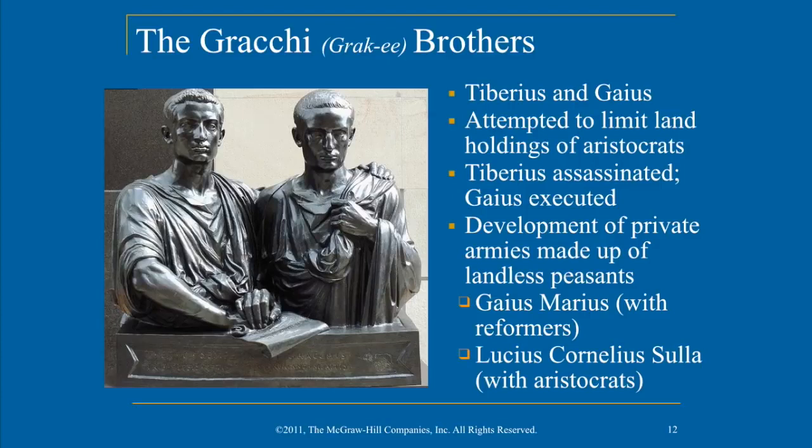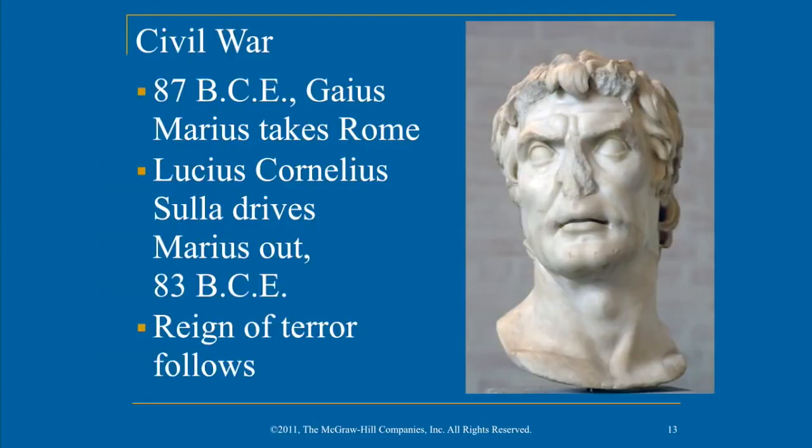Well, about 40 years later, a guy named Gaius Marius and Lucius Cornelius Sulla show up and they start having a similar battle to what the aristocrats had with the Gracchi brothers. Now, Gaius Marius takes Rome in 87 BCE, and he starts to make some reforms, but then Sulla drives Marius out about 83 BCE. Sulla is on the side of the aristocrats, and he is really going to town on the people of Rome and the country of Rome. He has this reign of terror that follows.